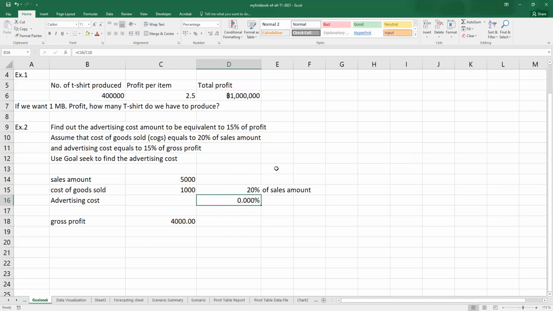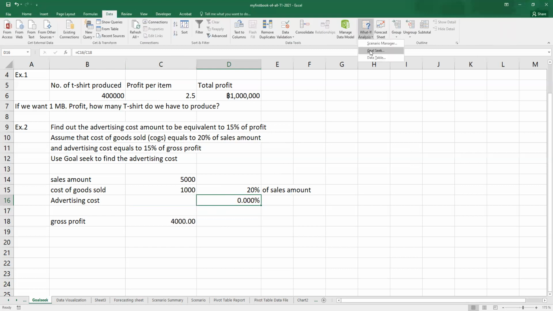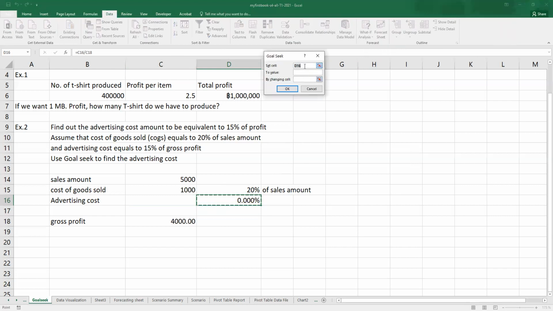Okay, what are we going to set? We go to Data, What-If Analysis, and then Goal Seek. Then we want to set the percentage of advertising cost to be 15% by changing the advertising cost value here in C16, and then we click OK. Then Goal Seek will try to run and test for you.